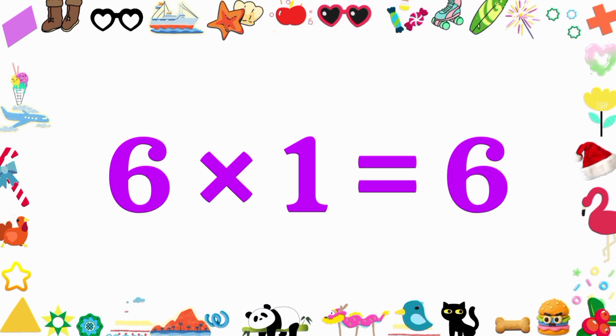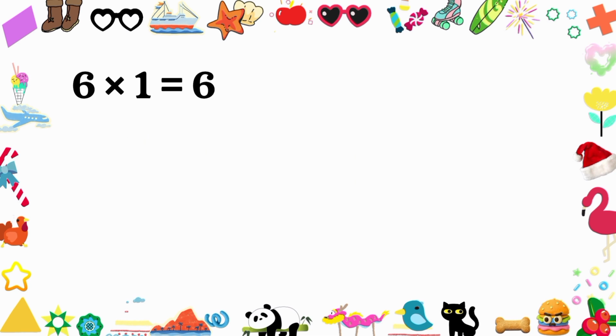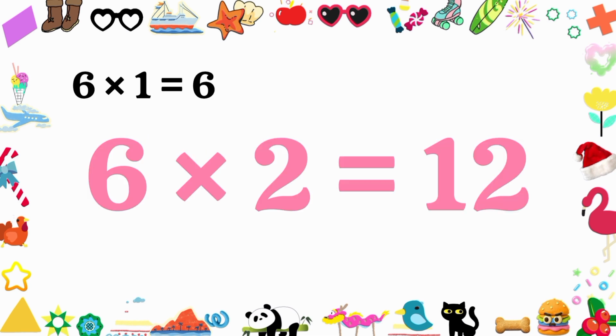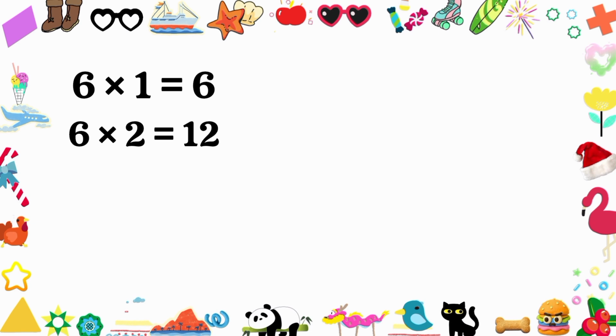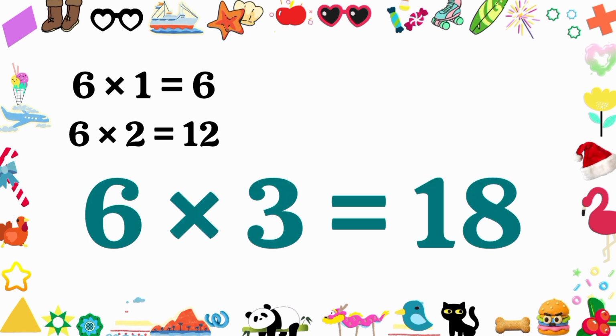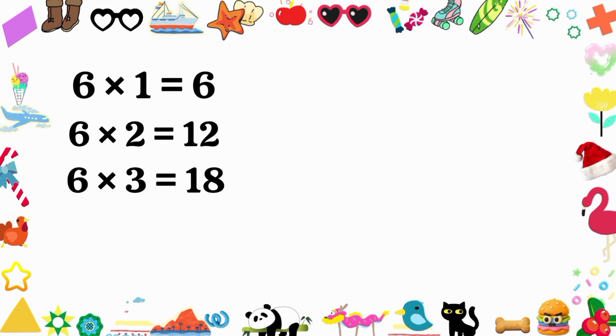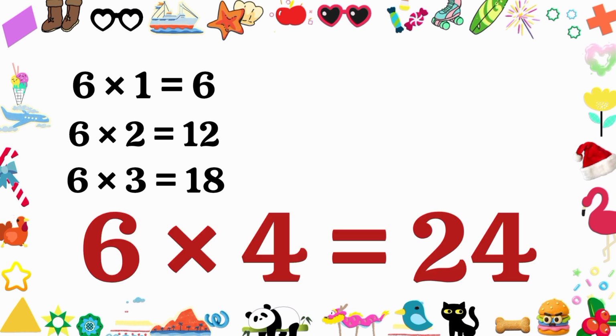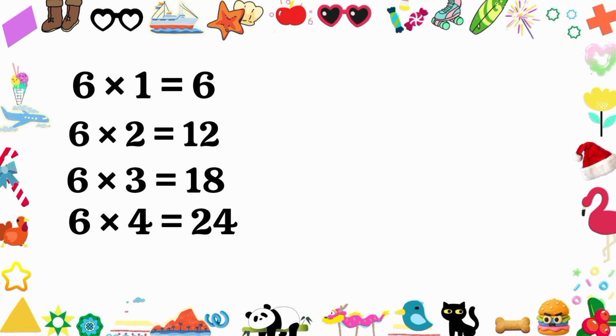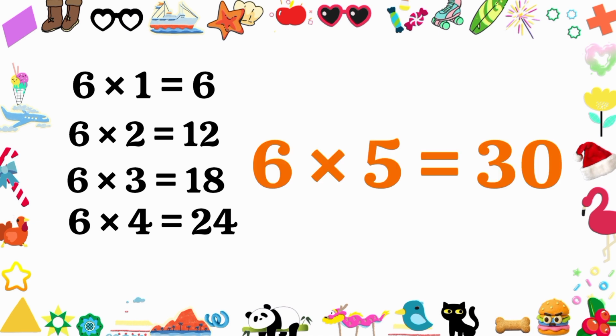Repeat after me loudly. 6 times 1 equals 6. 6 ones are 6. 6 times 2 equals 12. 6 twos are 12. 6 times 3 equals 18. 6 threes are 18. 6 times 4 equals 24. 6 fours are 24.